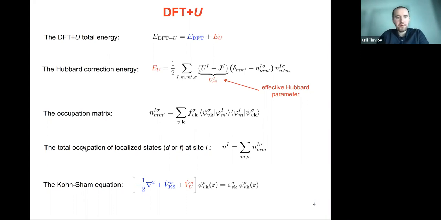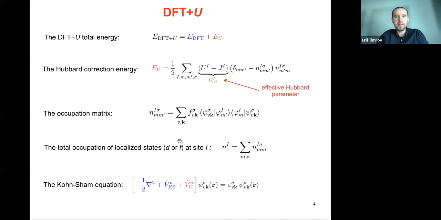Okay, and if we compute the trace of this occupation matrix, so we sum up over index M and spin, we obtain an object which depends only on the atomic index I, and this is nothing but the number of electrons sitting on the shell that we are trying to correct. For example, if we're applying a Hubbard U correction to the d electrons, so d shell, or f electrons, f shell, this number n of I will give us how many electrons are sitting on that shell.